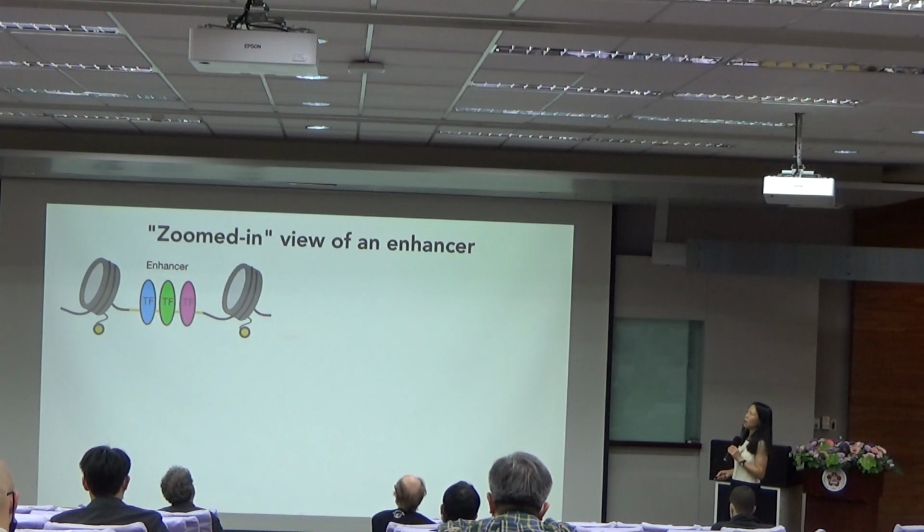So just a very quick overview of the data. I mentioned four types of regulatory elements. I just want to use enhancer as an example of how we define these elements, because enhancers are the largest category of our elements.